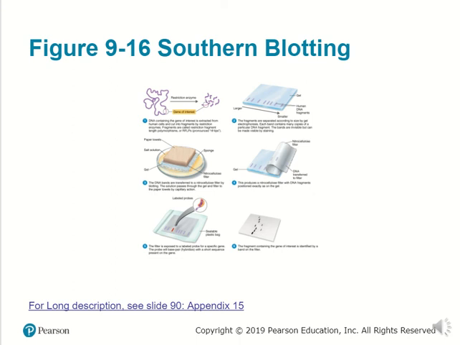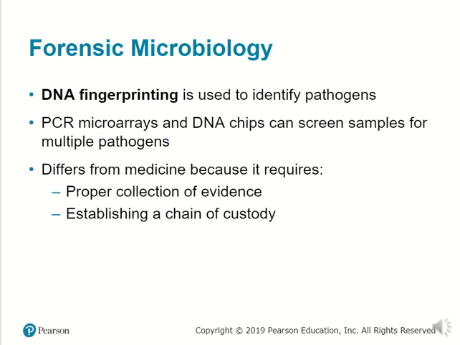There is forensic microbiology, which can involve DNA fingerprinting, which is used to identify types of pathogens present. Polymerase chain reaction or PCR, microarrays, and DNA chips can screen samples for multiple pathogens. This differs from medicine because it requires two things: proper collection of evidence and establishing a chain of custody.